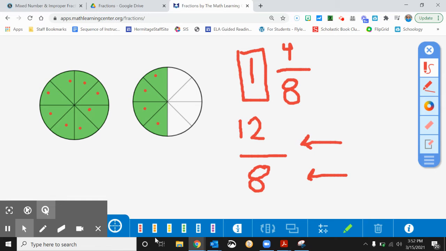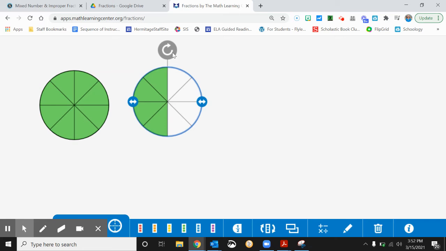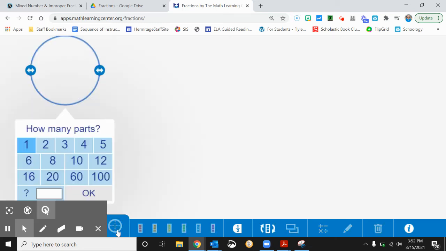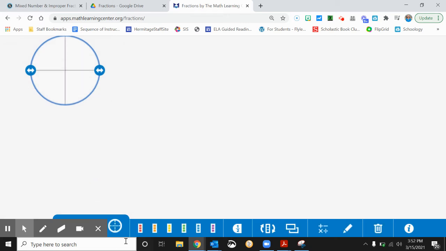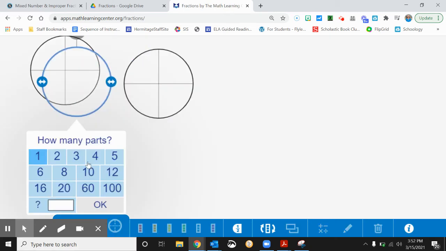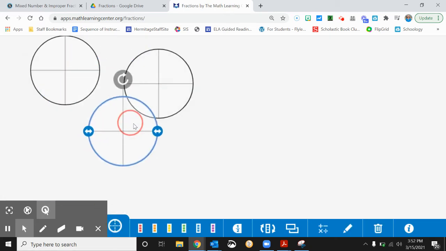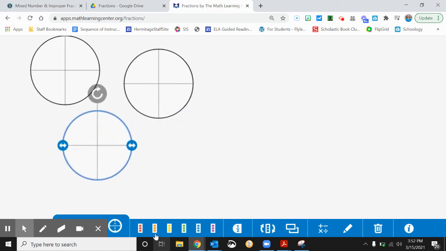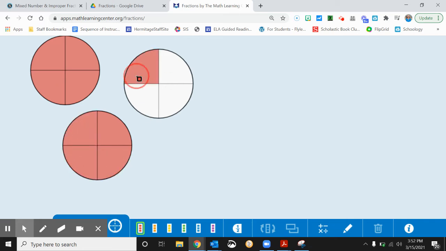Let's try another one. Alrighty, let me clear my screen. Now I have some cherry pies. I love me some cherry pies. All right, let's take a look.